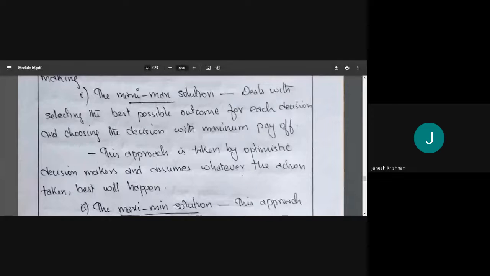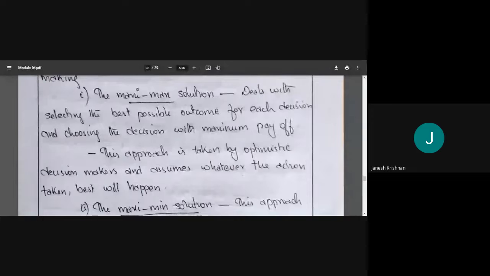Whatever decision is chosen by the manager or the decision maker is believed to be the best. It deals with selecting the best possible outcome for each decision and choosing the decision with maximum payoff. We will have many alternatives. What we said earlier, decision making is taking the best course of action from the alternatives so that we achieve the desired result. So in this maxi-max solution, we have four decisions A, B, C, D. When decision A is chosen, the best outcome of decision A is considered. Best outcome of decision B is considered. Best outcome of decision C is considered. So this is selecting the best possible outcome for each decision.